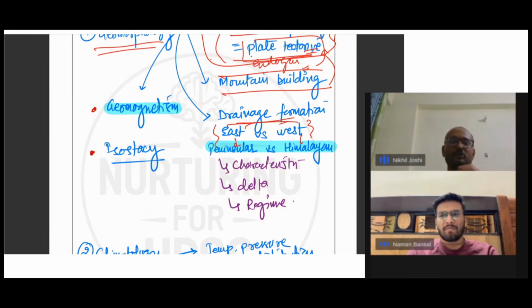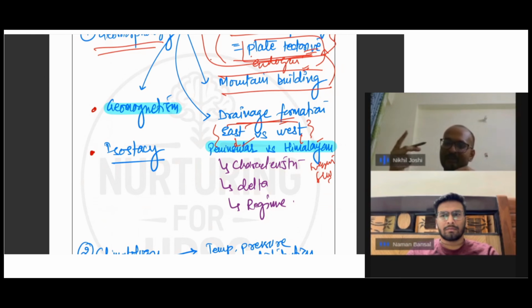So where was I? I was talking about drainage formation and drainage aspects. So the characteristics of peninsular drainage versus Himalayan drainage, what is their regime, how is their flow, and the direct question would be why floods often occur in the northern plains, but are not as frequent in the peninsula.